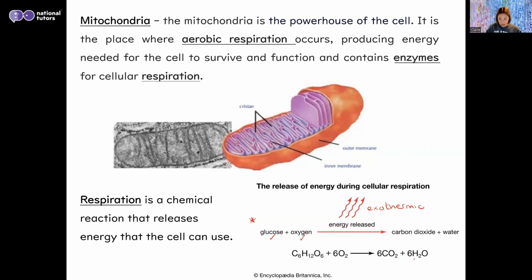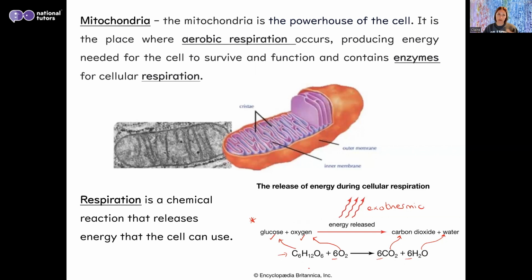You do need to know the chemical formula here. C6H12O6 is glucose, and O2 is oxygen. CO2 is carbon dioxide, and H2O is water. And you need to balance them. We have that equation balanced. So for me, I always say to students, remember the sign of the devil, 666. Everything is sixes on that. So they're the key things you need to remember for respiration.